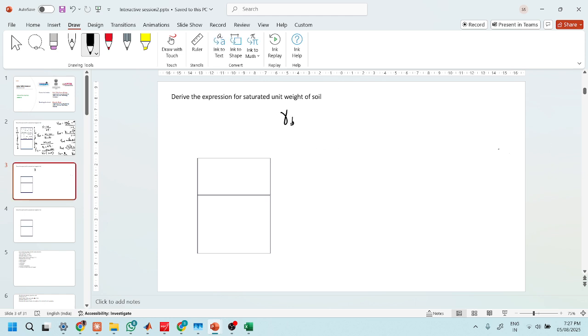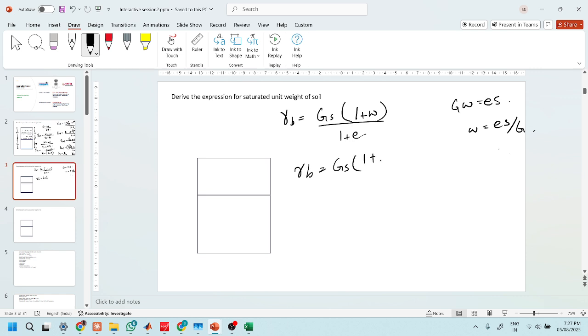So gamma B, we understood that GS was 1 plus W divided by 1 plus B. We can write GW is equal to ES and W is equal to EL by T. So gamma B equals ES plus EL by T.